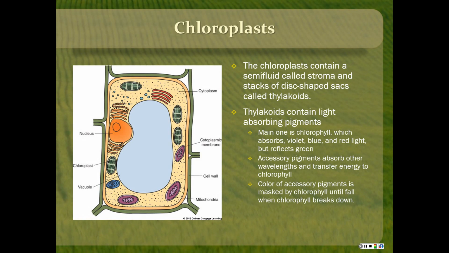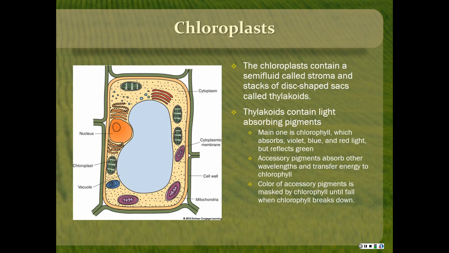And the thylakoids have light absorbing pigments in them. And the main one is chlorophyll. That absorbs violet, blue, and red light, but it reflects green. Chlorophyll is the main pigment of photosynthesis. And there's also accessory pigments that absorb other wavelengths and transfer the energy to chlorophyll. Those are different colors. Some are yellow, some are purple, some are red.